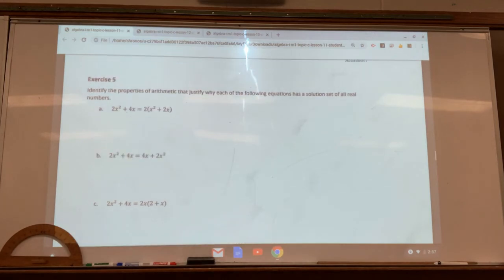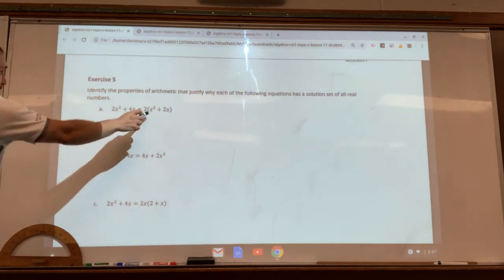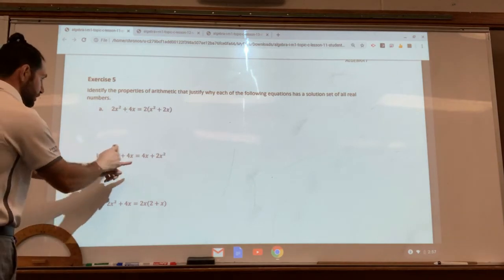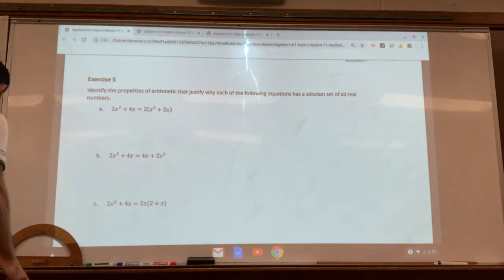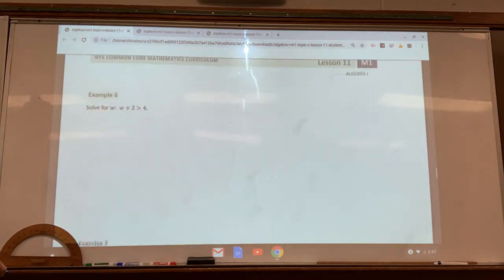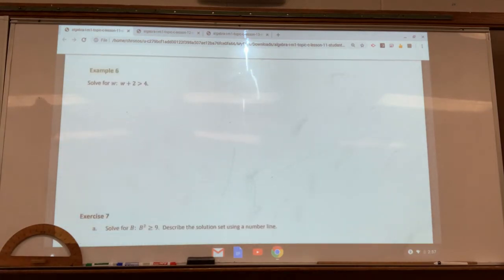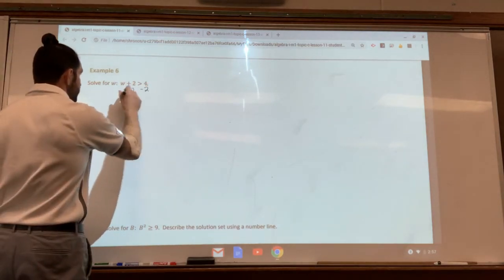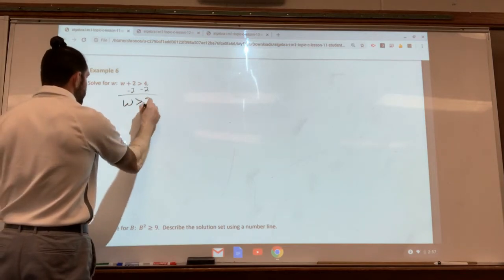Okay, so identify the properties of arithmetic. Well, this is distributive. This is commutative. This is distributive. I'm not worried about that. I'm worried about this. And we've got w plus 2 is greater than 4. Well, if I subtract 2 from both sides, we know w is greater than 2.